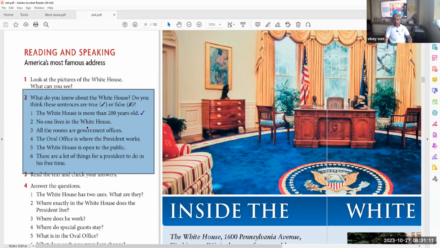All the rooms are government offices. What do you think? Is this true or false?